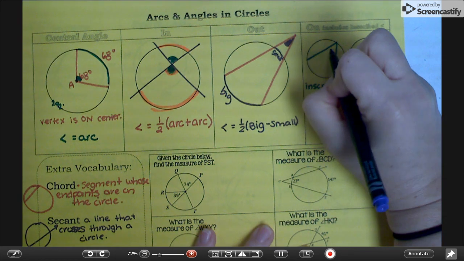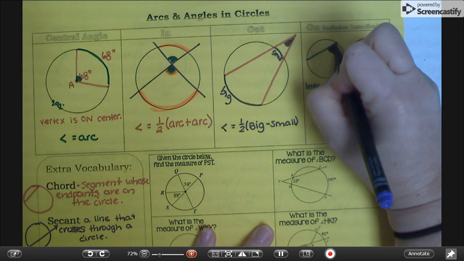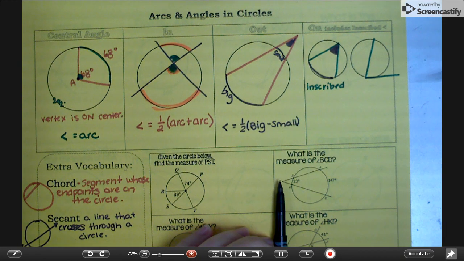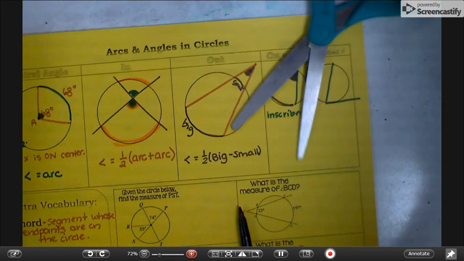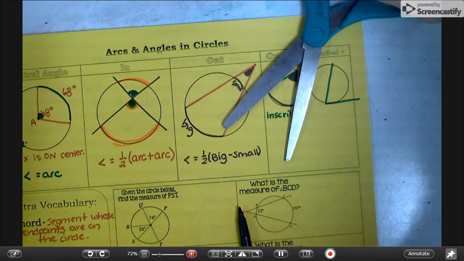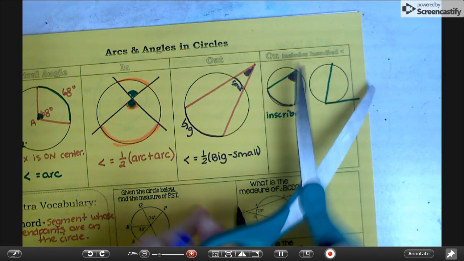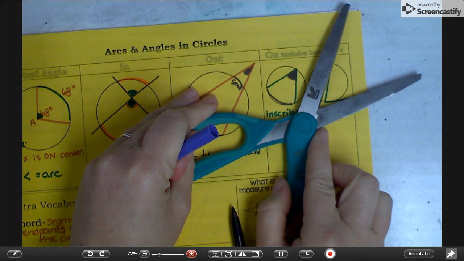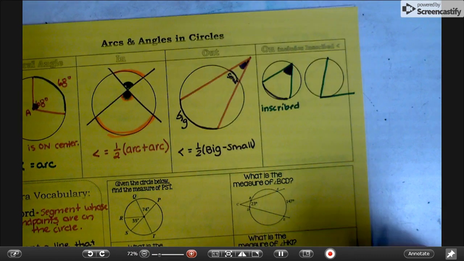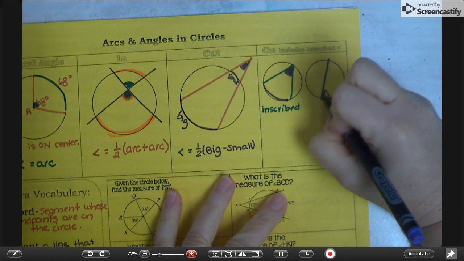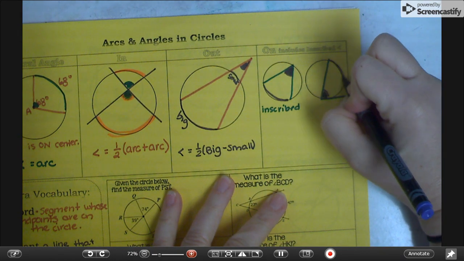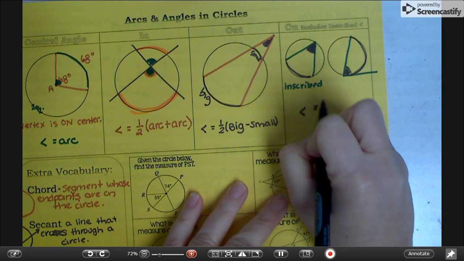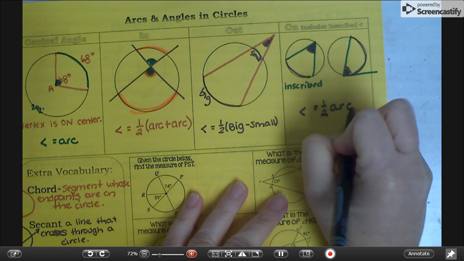Both of these have the same way to figure them out. The angle is related to the arc it cuts out. So again, with the scissors, you can see that's the arc cut out. This is the arc. I don't know if I can open the scissors like that. This is the arc that we're cutting out. Okay? So this angle is related to this arc. And the relationship is angle equals 1/2 of the arc.